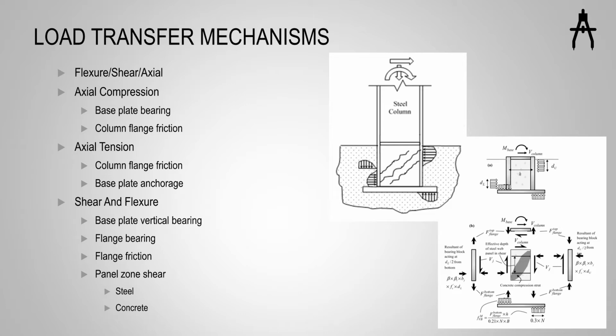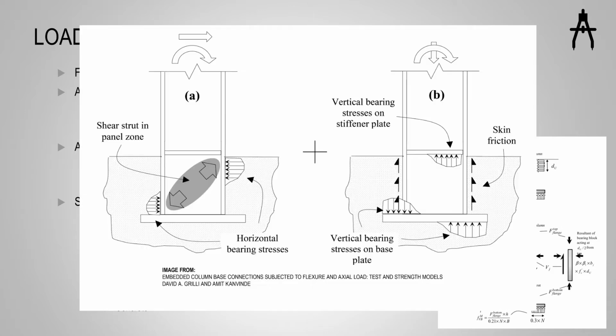There are 3 main principal stresses: flexure, shear, and axial. Axial compression is transferred through direct bearing of the base plate and also due to friction in the column flanges. Tension behavior is similar to an anchor bolt. Flexure is transferred as a couple. There is a horizontal bearing component, also a vertical bearing component, and also the couple that is induced due to friction in the column flanges. And finally, there is a panel shear component. There is a diagonal compression strut that occurs in the steel component and also in the concrete pedestal.